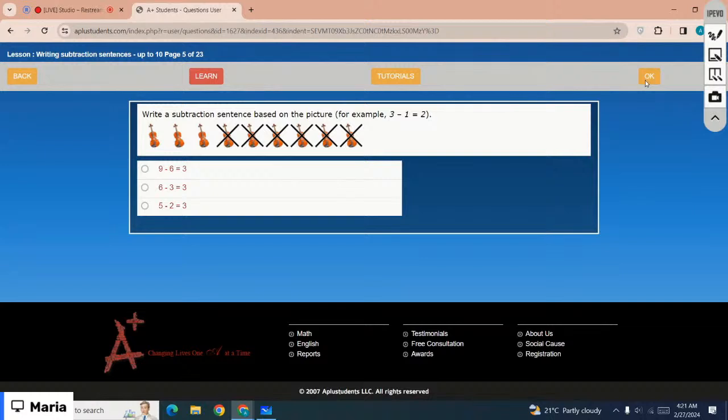That is 9 take away 6. Yes, the correct option is 9 take away 6 equals 3. Option number 1 is the correct option, right? As 9 take away 6 equals 3, option number 1 is the correct option.